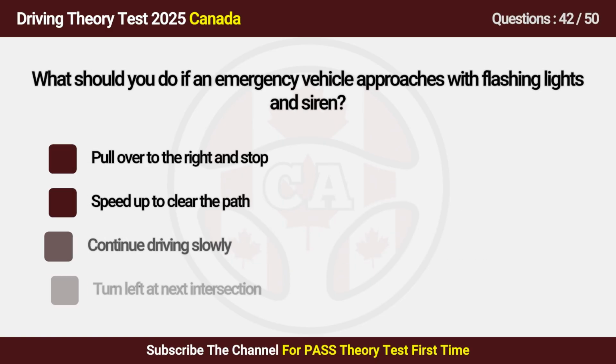Question 42. What should you do if an emergency vehicle approaches with flashing lights and siren? A. Pull over to the right and stop. B. Speed up to clear the path. C. Continue driving slowly. D. Turn left at next intersection.